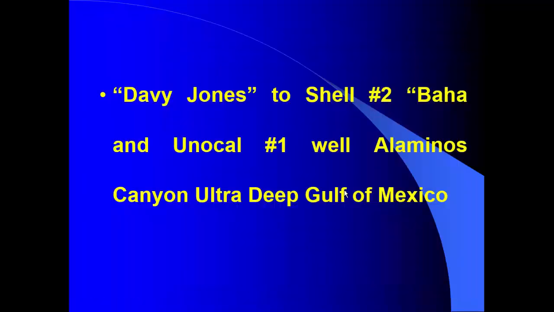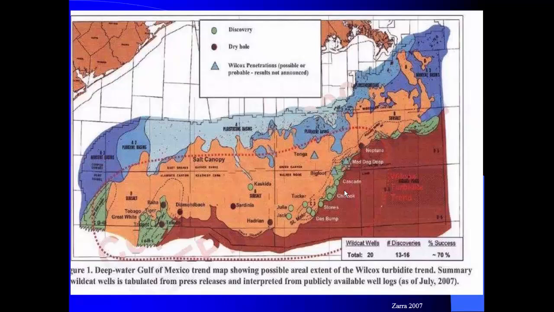Okay, now we'll take a look at the Davy Jones, and we'll run over it a little further, and we'll look at the Shell number 2 Baja, and the Unocal number 1 Trident well in Alamitos Canyon. So here's the Baja in Alamitos Canyon, and here's the Great White and all these other nice big wells. But this is the Baja, and here's the Trident right here. Trident was drilled by Unocal.